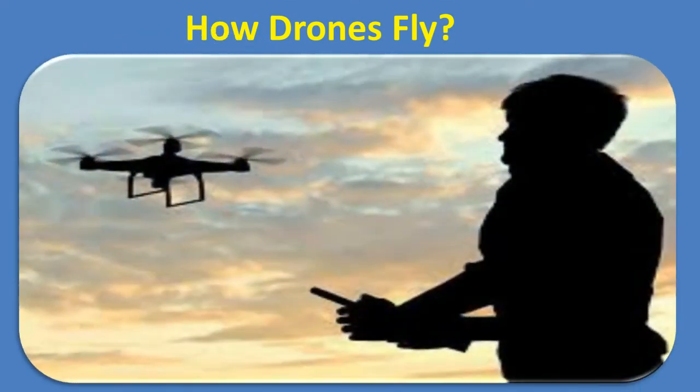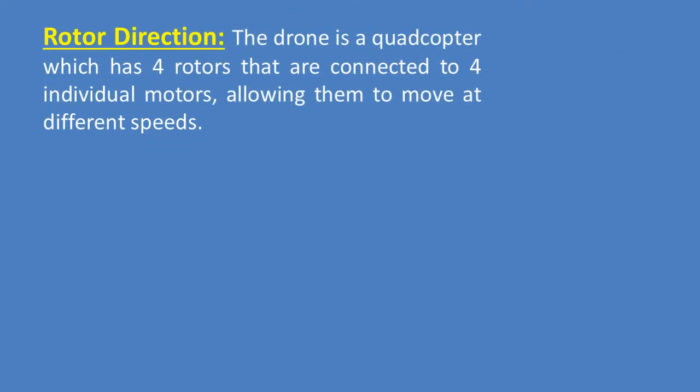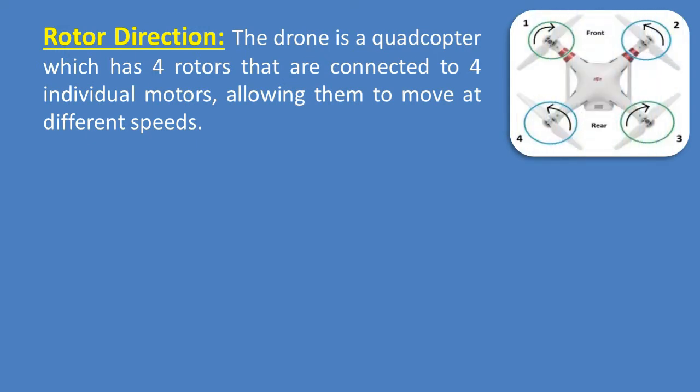How drones fly. Rotor direction. The drone is a quadcopter which has 4 rotors that are connected to 4 individual motors, allowing them to move at different speeds. Rotor 1, 2, 3 and 4 are shown, and this is the drone with the front and rear side indications.